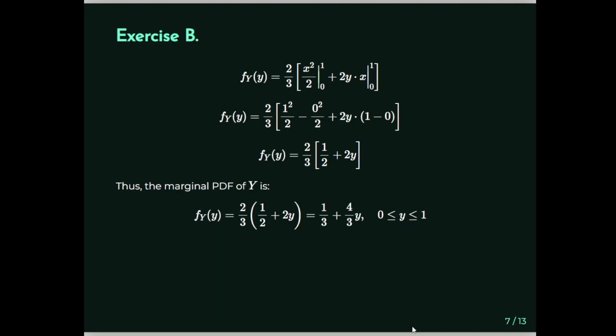So the marginal density function for y, f of y, equals 2/3 times 1/2 plus 2y. You can tidy that up a little bit more and express it as 1/3 plus 4/3 y.